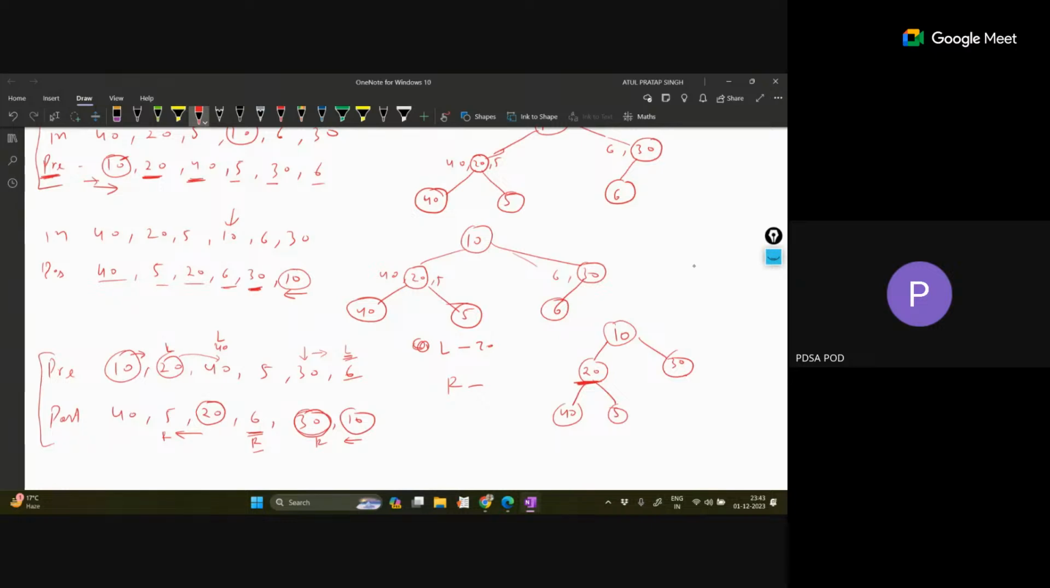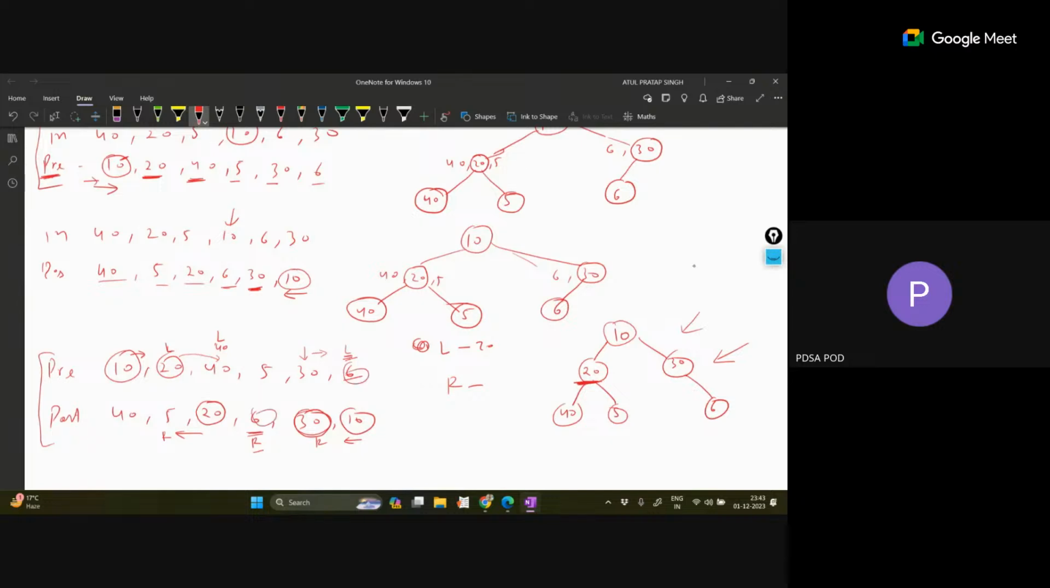But if the values are the same, then we can connect either on the left or right side. So we cannot identify which side it is actually connected in the actual tree. If we connect this side, you will still get the same in-order, pre-order and post-order for this tree. So it may be connected on the left or right in this situation. So this is marked now.